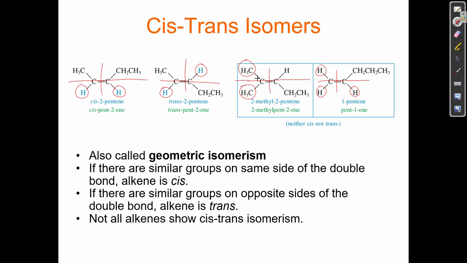But in this case, if I flip them around, it doesn't change in the same way. If I flip these two groups around on the trans, then I generate the cis. And if I flip these two groups around on the cis, then I turn it into the trans. If I flip these two groups around on this molecule, it's the same molecule, because those two groups are the same. And even if I flip these two groups around on this molecule, it's the same, because it's not going to change their relationship to these two groups over here. So when I talk about cis and trans, it's a specific situation where the two groups are the same and they're on opposite sides of the double bond. So this doesn't count and this doesn't count.